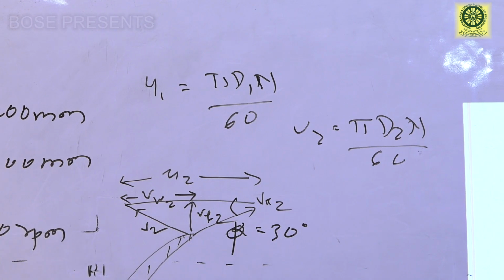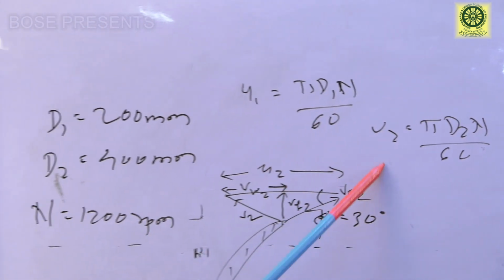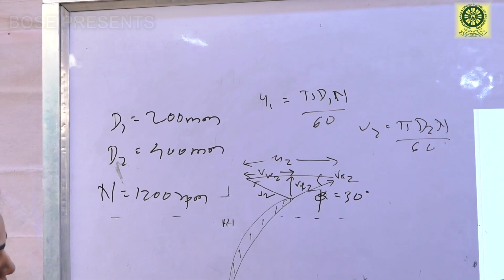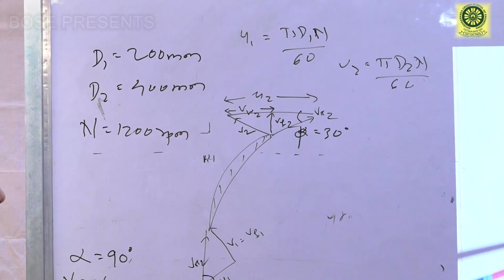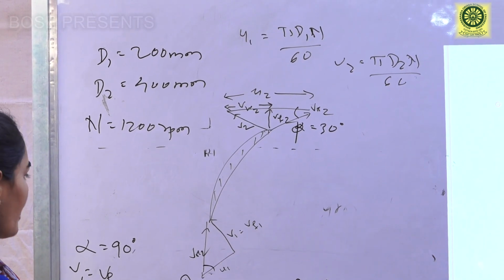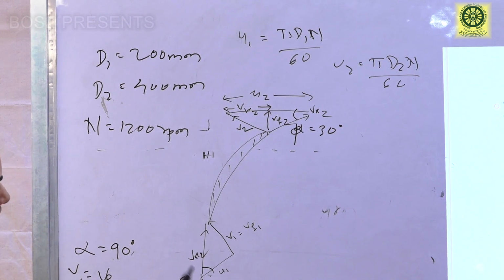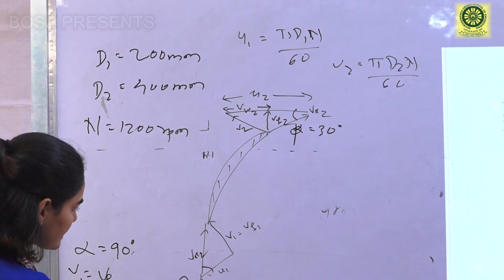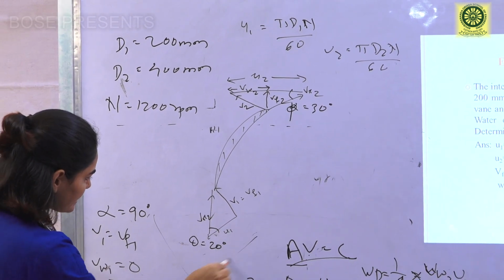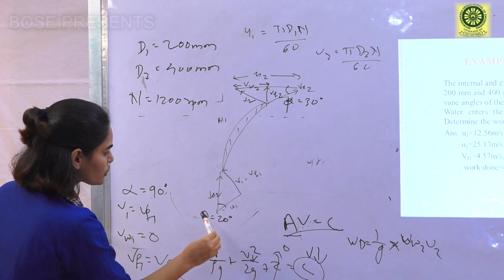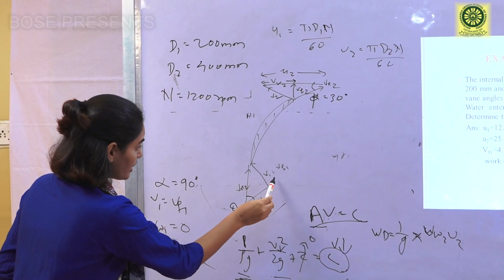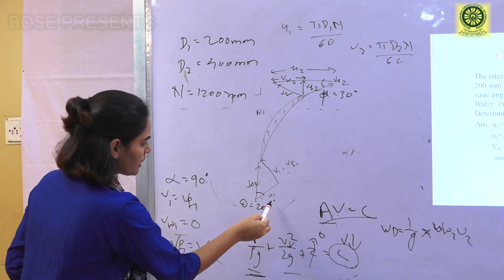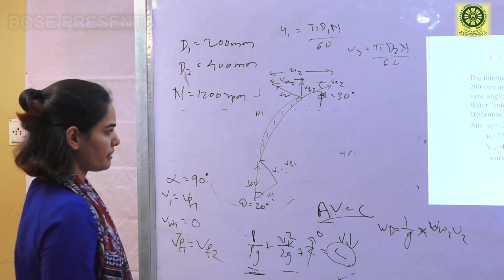So d1 and d2 are given, we can easily find out u1 and u2. I have given the value of u1 and u2, you have to try it yourself. Again, after finding u1 and u2, we can find out v1. In this inner velocity triangle, theta is given, so tan theta will be vf1 divided by u1. u1 we already know, so we can find out v1.